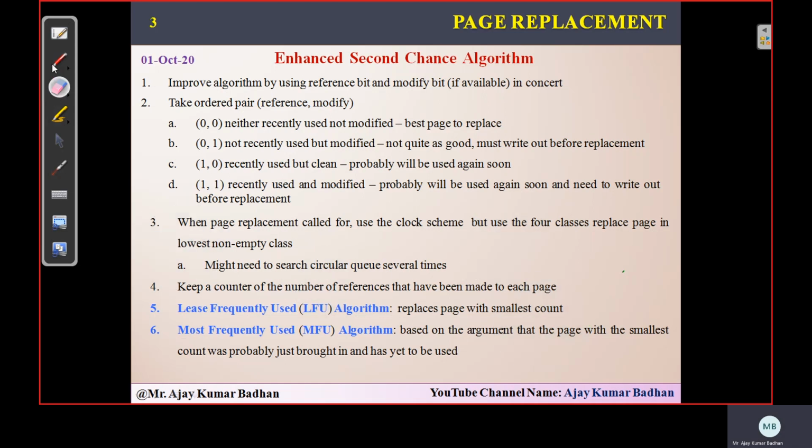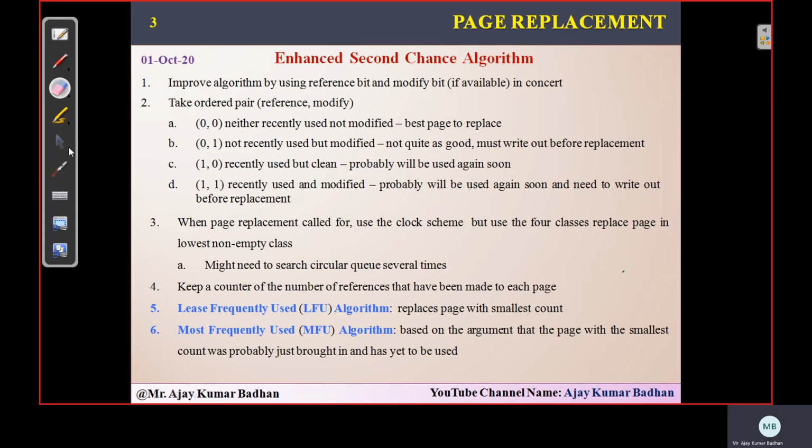So for LFU, they may ask questions and problems related to it. So you had better practice whatever questions I gave you. You just work them out for LFU also. How to work it, I told you, so in the same way you prepare. We'll be keeping a counter, and that counter will keep on incrementing. Whenever we want to replace a page within a frame, whichever page has the lowest counter value, that particular page we will be replacing.